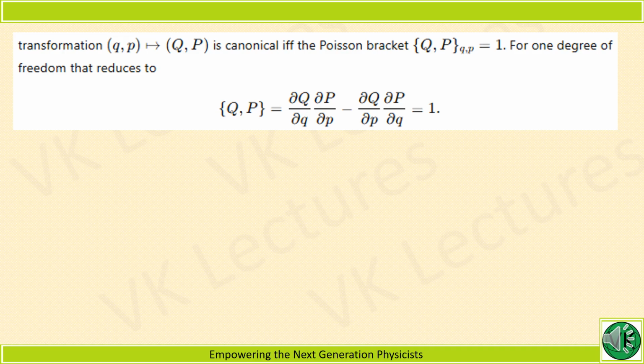A transformation from small q, small p to capital Q, capital P is canonical only if the Poisson bracket of Q comma P is equal to 1. For 1 degree of freedom, we can write the Poisson bracket Q comma P as dou capital Q by dou small q into dou capital P by dou small p, minus dou capital Q by dou small p into dou capital P by dou small q, and it should be equal to 1. Let us see which of the following options are canonical transformations.